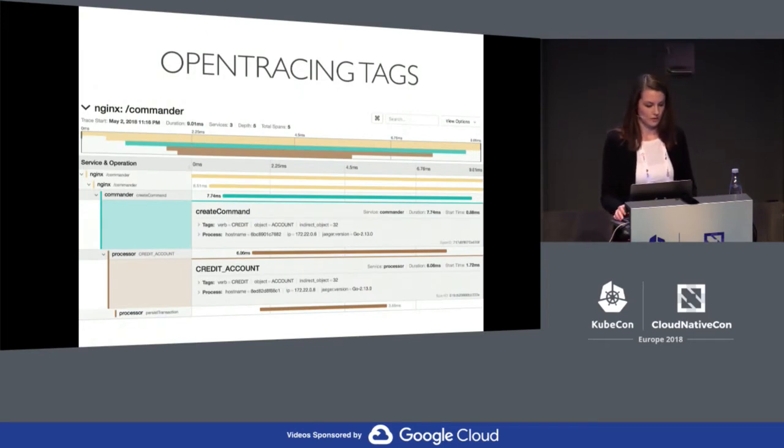So this shows OpenTracing tags, and they have required parameters, a key and a value. A key is a string, and a value can be a string, Boolean, or numeric type. Standard tags do exist, such as database type or error. And then you have the ability to create custom tags, which is what I've done with the event grammar. So you can see that the tags for these spans are: verb is credit, the object is account, and the indirect object is 32.